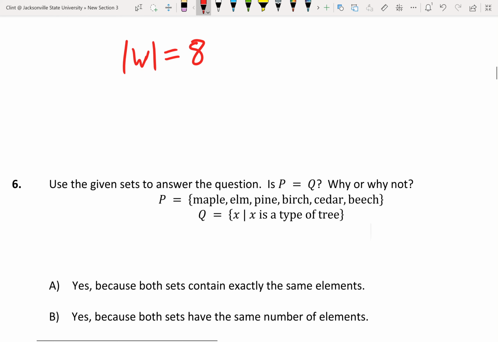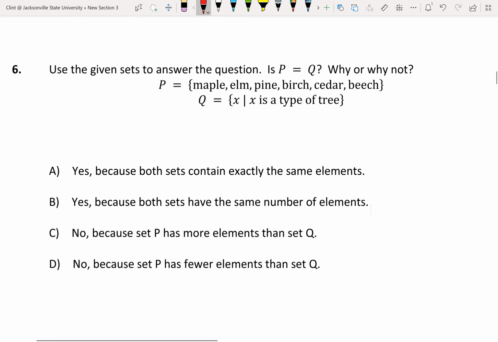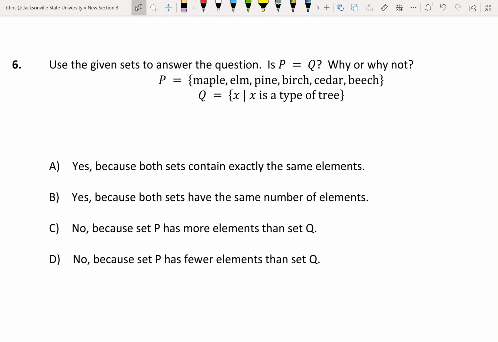Number 9 says use the given sets to answer the question, is P equal to Q? Why or why not? So remember, if two sets are equal, that means they have exactly the same elements in each set. Okay, no extras in any of the sets. They have to be exactly the same.